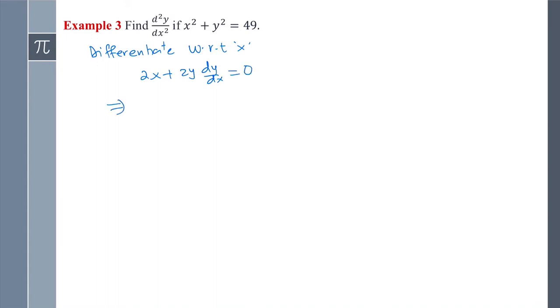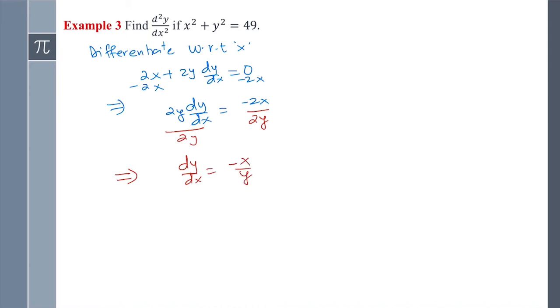Now we need to solve for dy/dx, so we subtract 2x on both sides, and we get 2y dy/dx equals negative 2x. Then we divide by 2y, and that gives us dy/dx equals, so 2 cancels out, negative x over y. So that is the first derivative. Now we are asked to find the second derivative, so we are going to differentiate this again.